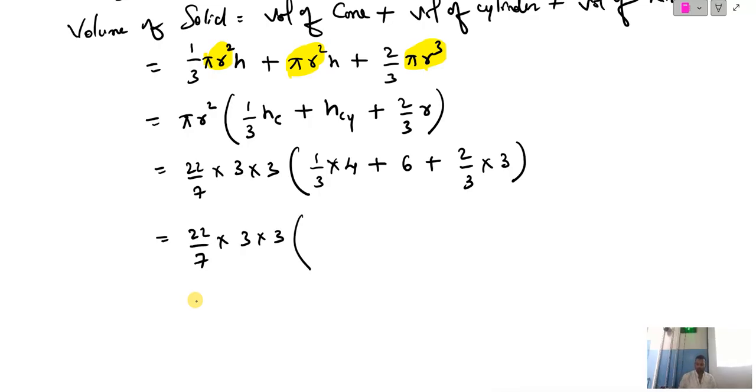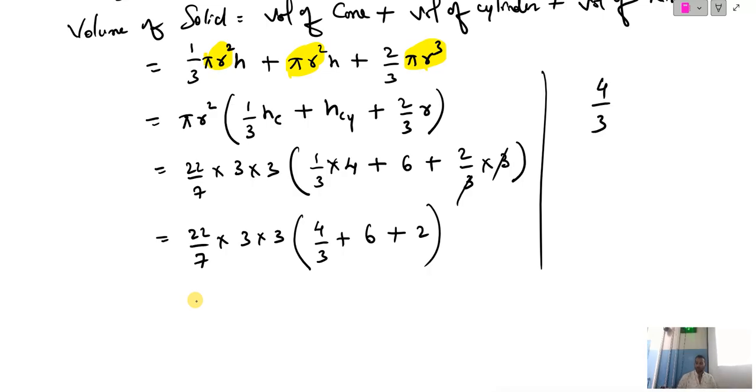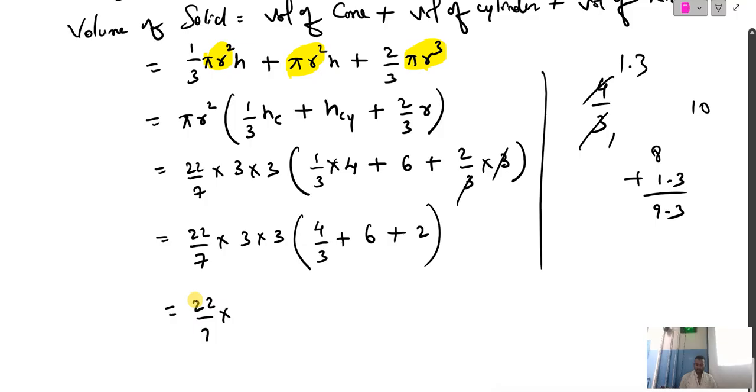Now 1 by 3 into 4 is 4 by 3, plus 6, plus 2, since 3 gets cancelled. Clear? Put a working column here. Separately shall we find 4 by 3? 3 ones are 3, remainder 1. 3 threes are 9, so it is 1.3. It's a recurring decimal, so stop at 1.3. 6 plus 2 is 8. 8 plus 1.3 is 9.3. Am I right? So we can write here 22 by 7 into 3 into 3 into 9.3.